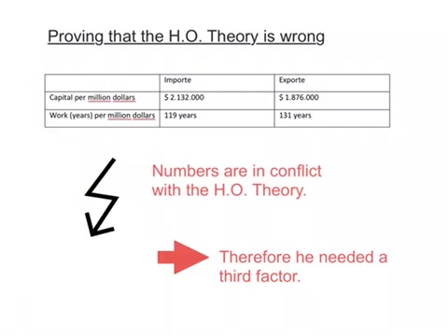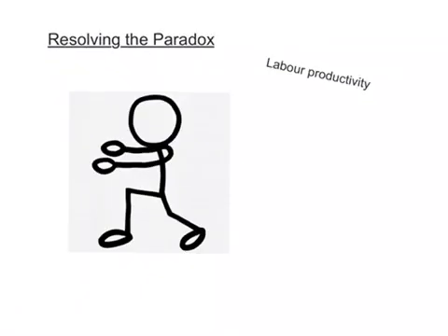Therefore, Leontief concluded that there has to be a third factor. Leontief tried to explain this third factor with labor productivity. He claimed US labor was far more productive than that of the countries from which the US got its imports.